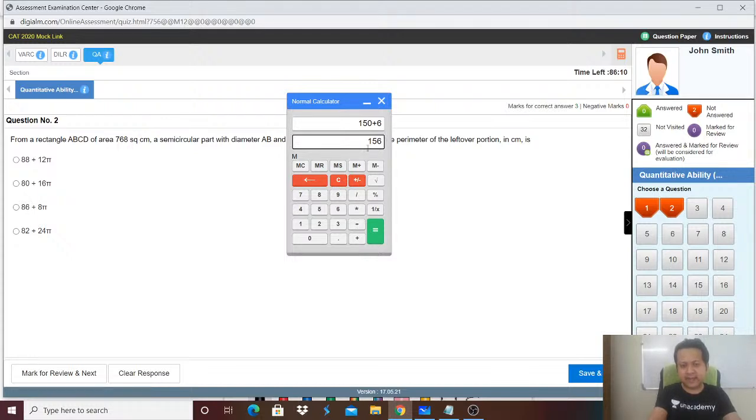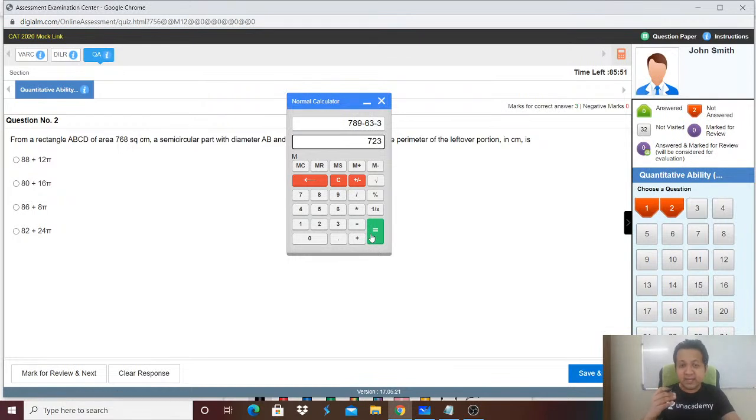It has now taken 156 in the memory and saved it. Now let's say you have some other maths: 789 minus, let's say, 63 minus, let's say, 23. I did this maths and got some number: 723.